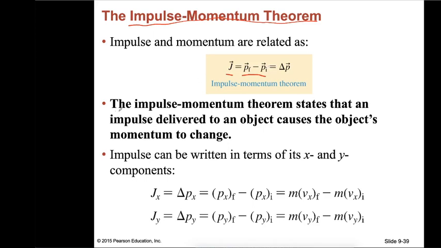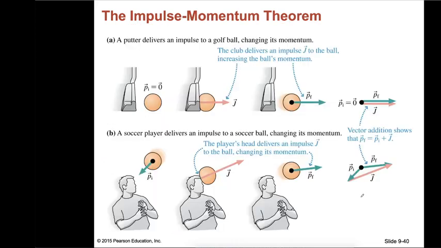The impulse momentum theorem states that an impulse delivered to an object causes the object's momentum to change. Or in this equation, the change of momentum is your impulse. Because momentum and impulse are both vectors, you can write this equation in the x direction and y direction. So let's see some examples.